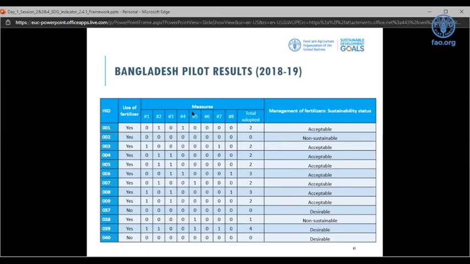Based on the Bangladesh pilot tests that we carried out back in 2018 and 19 that I'm always referring to, we first ask whether the farmer is using fertilizer, and he can answer either yes or no. If the answer is yes, then we go to the follow-up question and ask him about these eight measures, while explaining each measure briefly to the respondent so that he knows what we are talking about. As you can see here, out of the eight measures, holding number one is only practicing two, and hence we assign this holding an acceptable status, or yellow status.